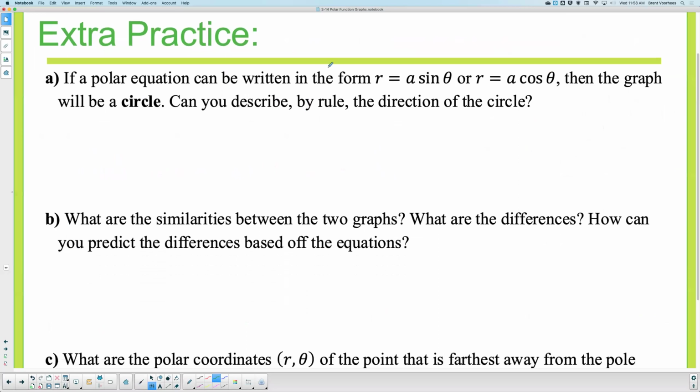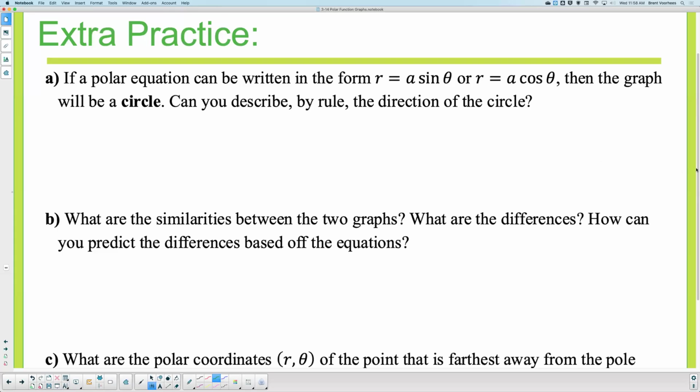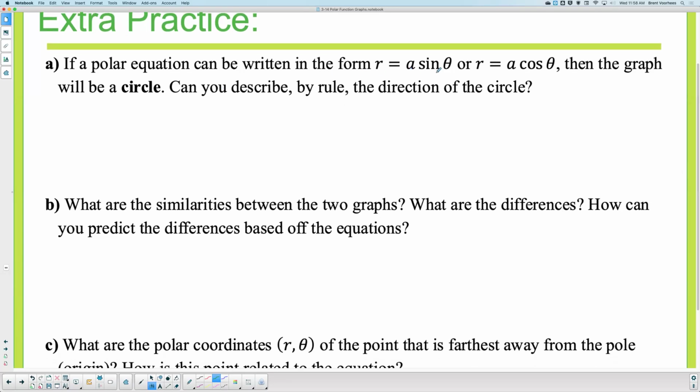On extra practice, it says, if a polar function can be written in this form, then the graph will be a circle. Can you describe by rule the direction of the circle? Could you tell me if it was going to be up or down, left or right? How would you know if it was going to be up or down? If it was sine, what would make it go up versus down? If A is positive versus A negative.